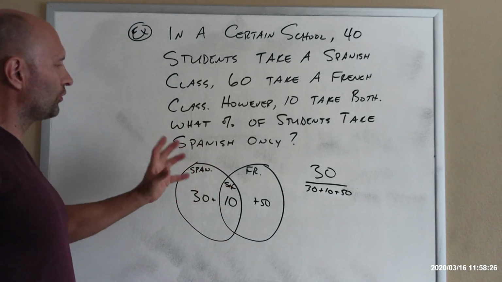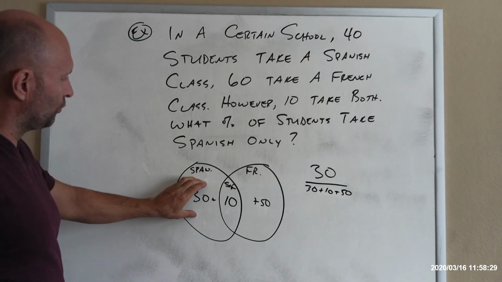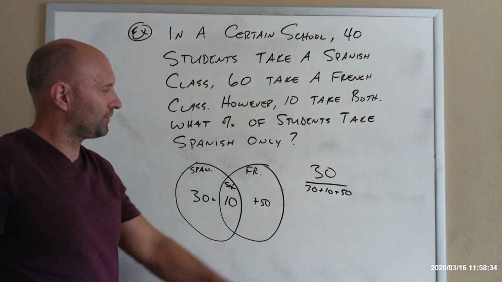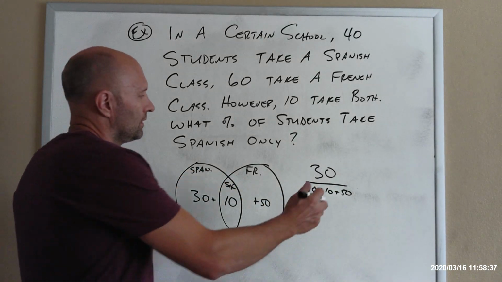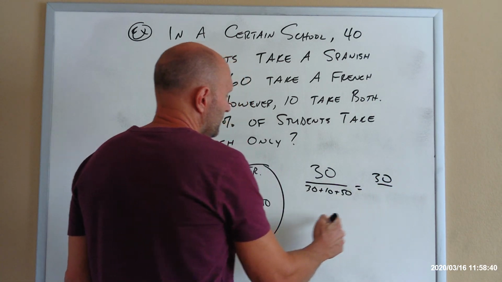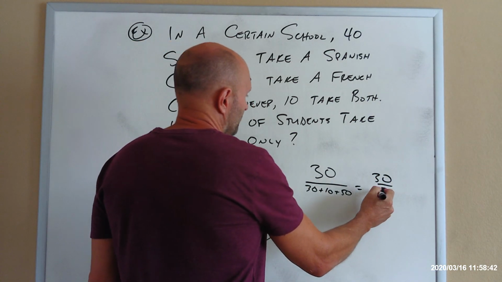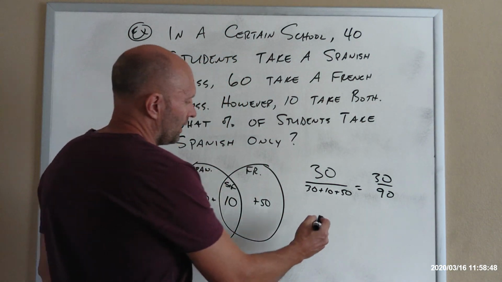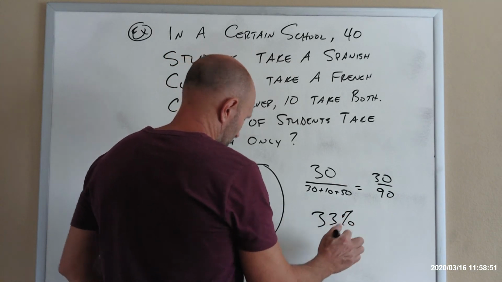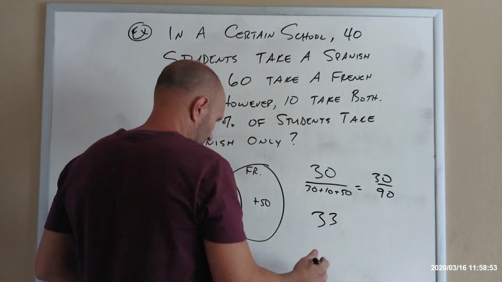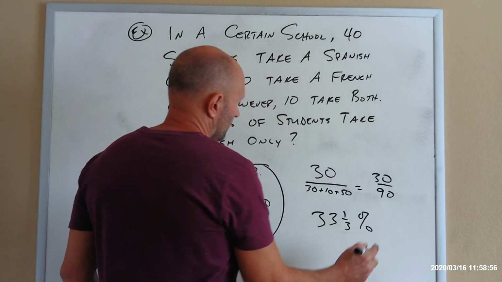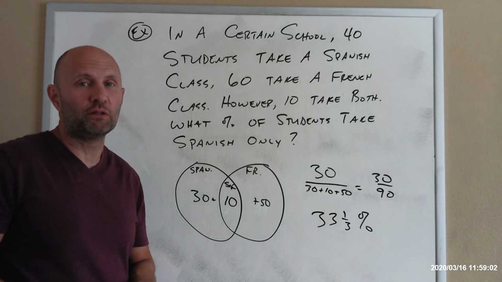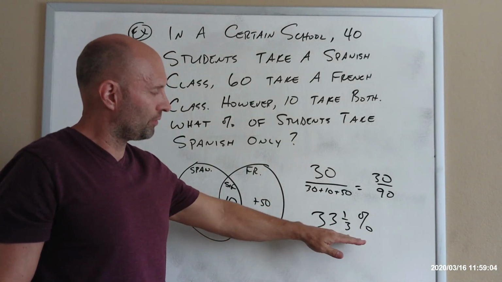So how many total students are taking a foreign language? 30 are taking only Spanish, 10 are taking Spanish and French, 50 are taking French by itself. So we actually did need that for this. So simplify it, we get what? 30 plus 10 is 40, plus 50 is 90. So if you have your calculator, you do this, it's what? It's 1/3, which is 33 1/3%. So it's not 40% taking Spanish only, as the problem tries to trick you into thinking. It's actually 1/3, 33 1/3%.